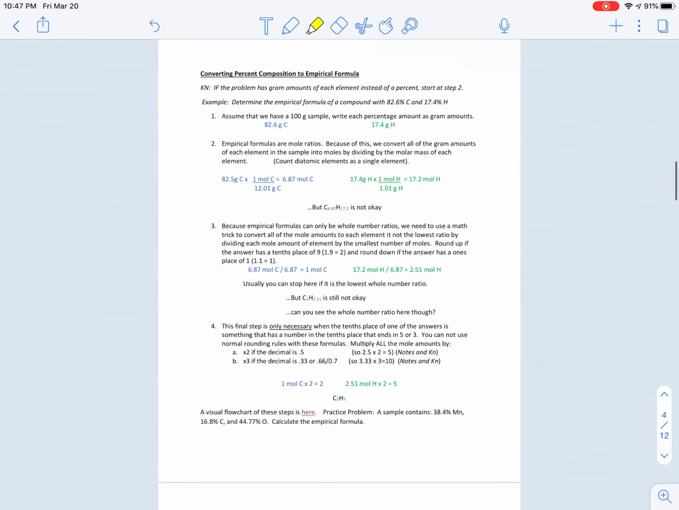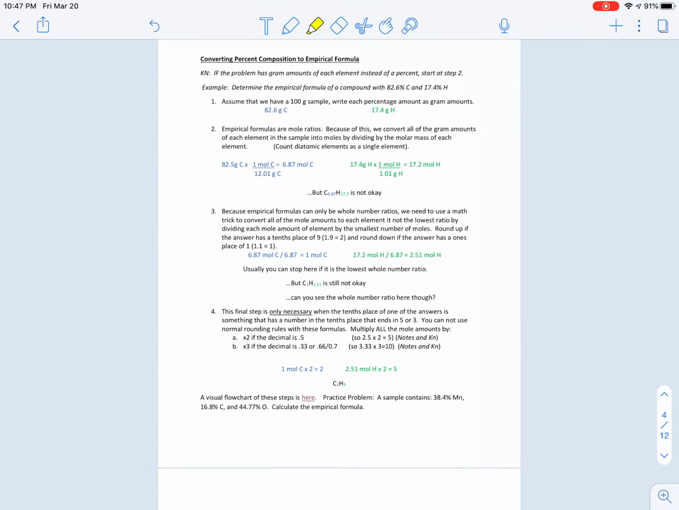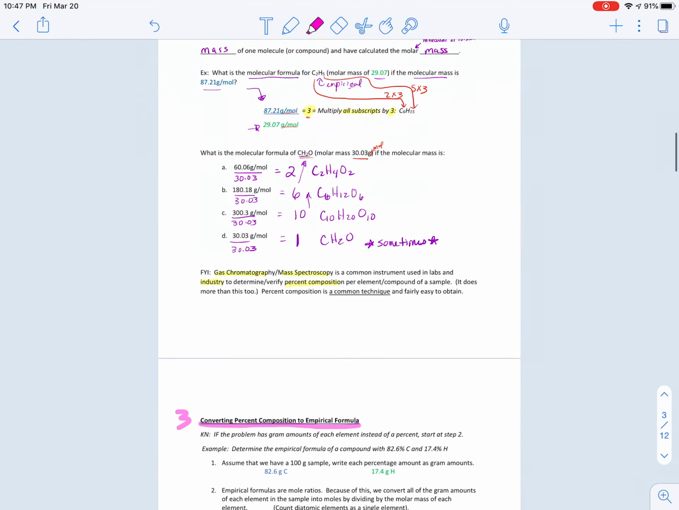All right, so that was our second math, by the way. So super easy. And our third math, this is not hard math. So don't think that all these steps mean that it's hard math. It's not hard math. But you do have to keep up with the order of the steps. So we're going to assume we have a 100-gram sample. We're going to write each percentage. I'm sorry, let me start at the beginning. Kind of got ahead of myself there.